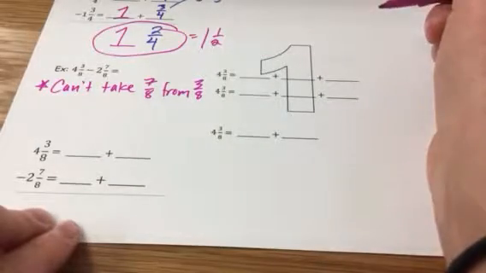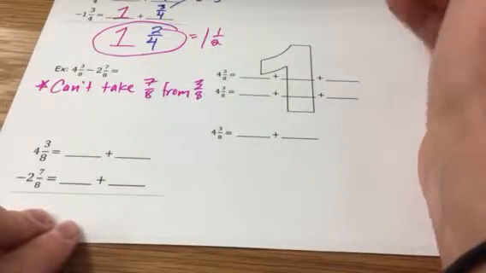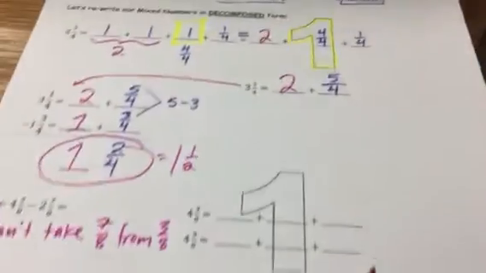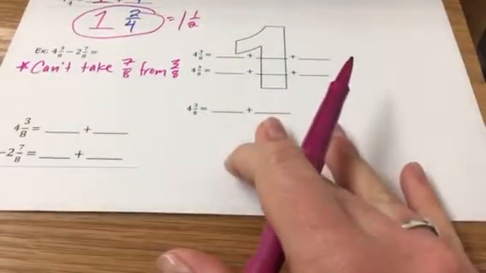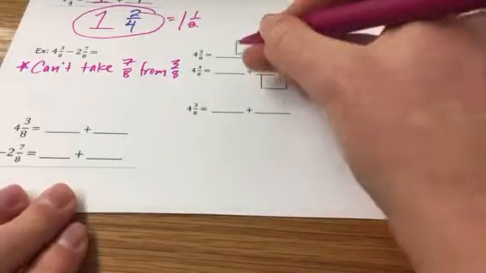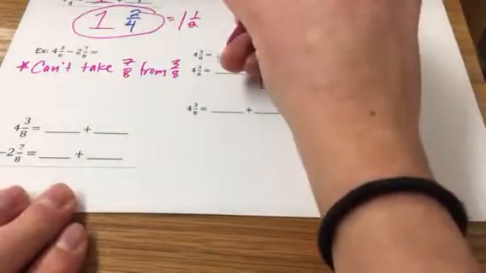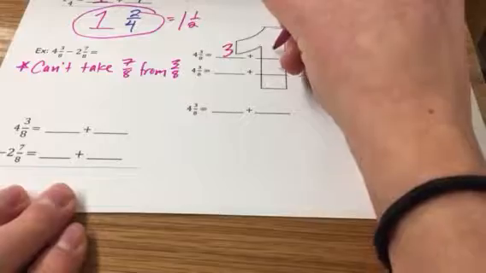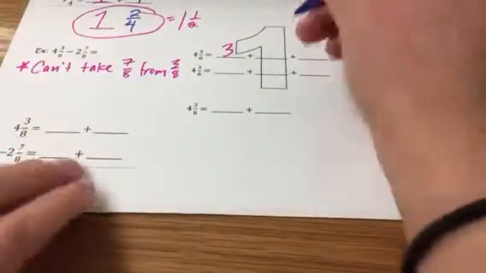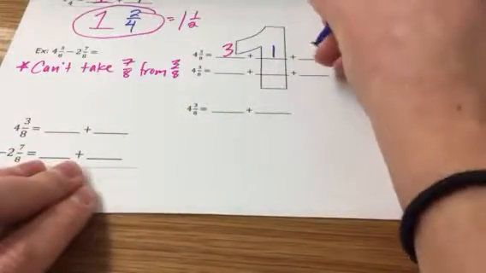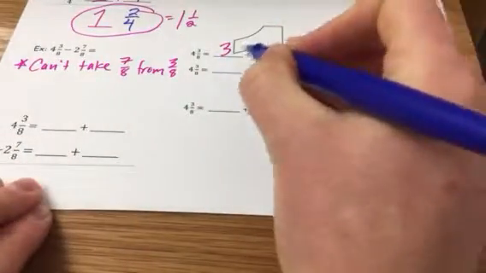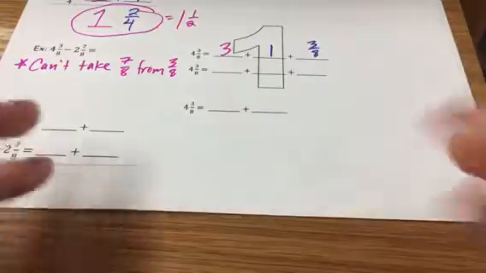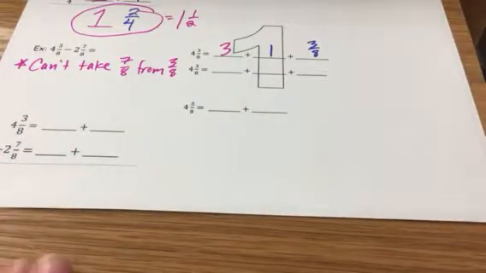So I'm going to kind of skip the step above. I'm going to skip separating every single one of my whole things, and I'm going to be strategic about this. I'm just going to pull 1 away from this. So this is going to be equal to 3 plus 1 plus 3/8, because 3 plus 1 is 4. 4 plus 3/8, I'm still at 3/8. I'm not changing the value at all.